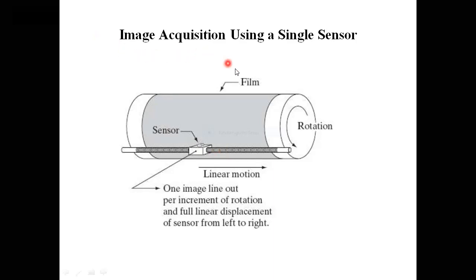So in this diagram, we observe that with this image acquisition, if the rotation occurs, a linear motion occurs from left to right. Here we are using only one sensor.